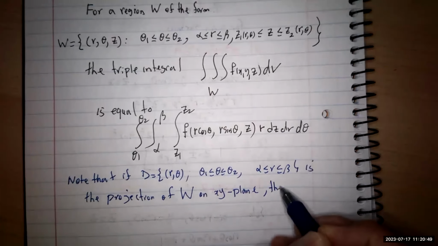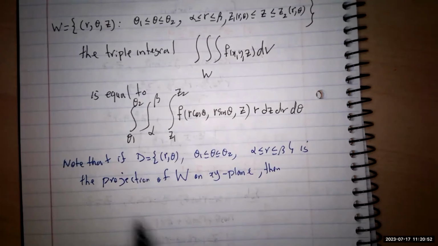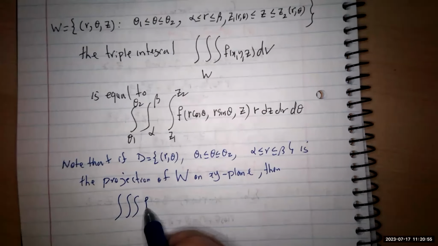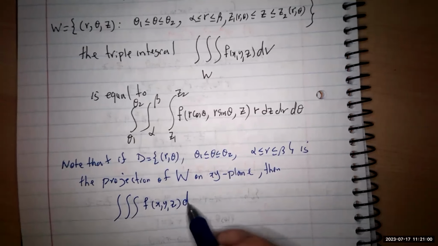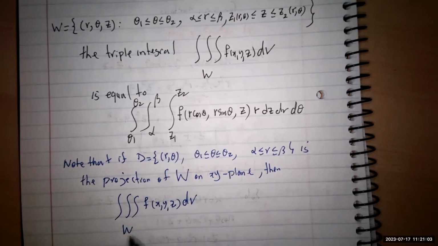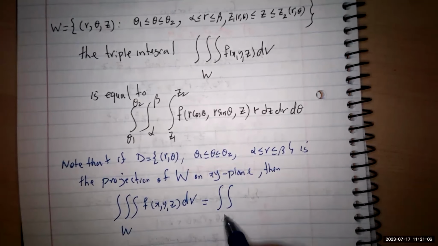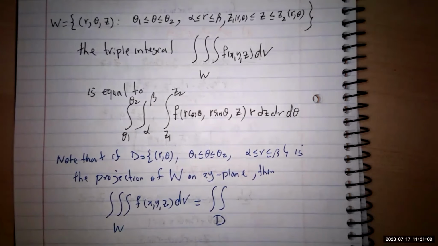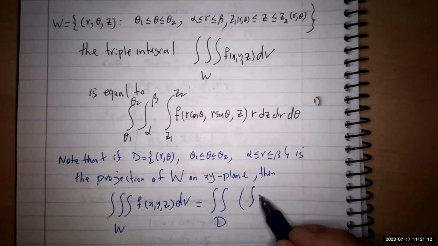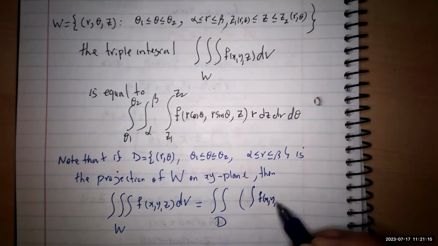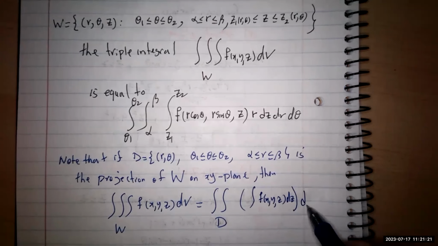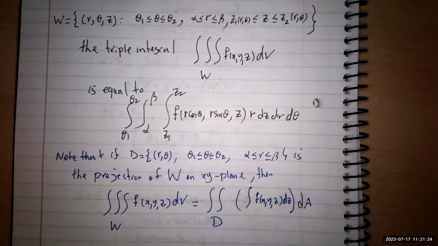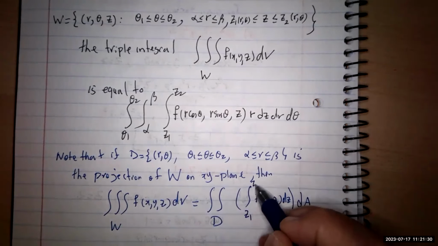Then you can imagine the integral as this: your triple integral of f of x, y, z dV over W, you can think about it as, as I talked about, in the polar type, and then the integral of f of x, y, z just dz, then the dA. And of course this is z from z1 to z2.